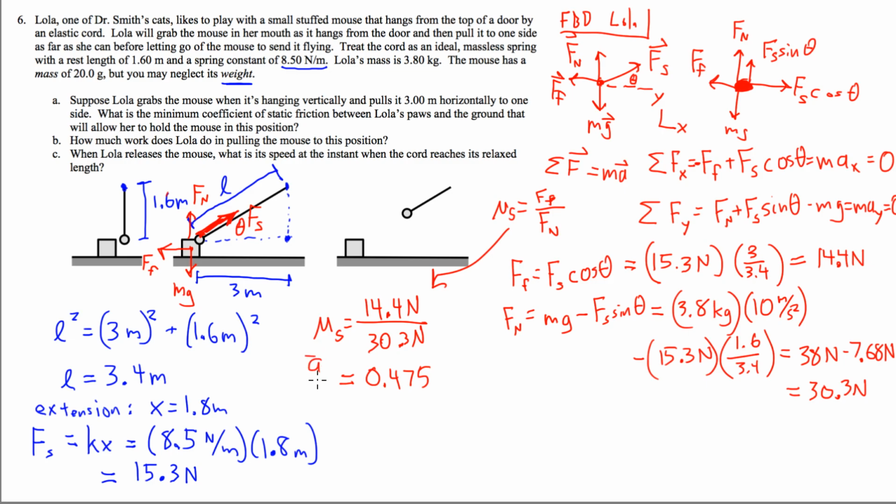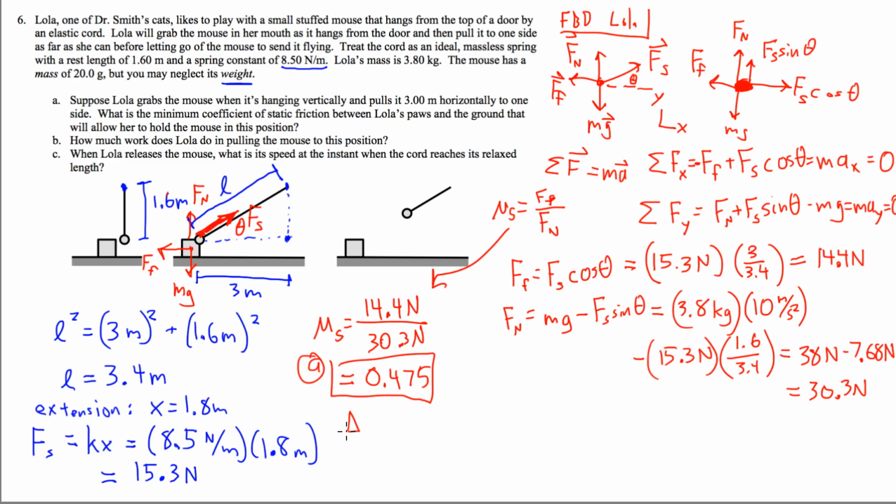Let me just label this up here so I can save a little more space. That's the value for A. So B, how much work does Lola do in pulling the mouse to this position? What we have to look at here is the change in Lola's kinetic energy and what work is done on her by different things.